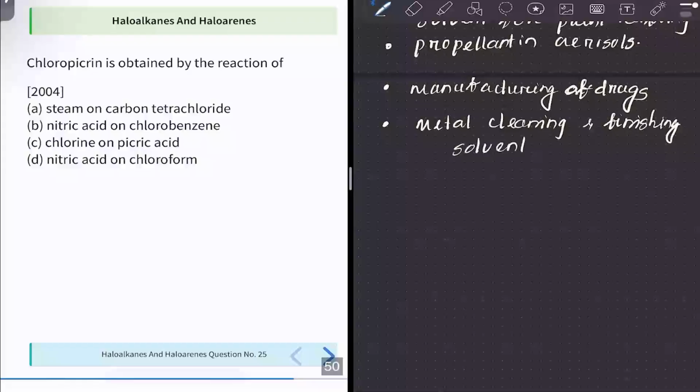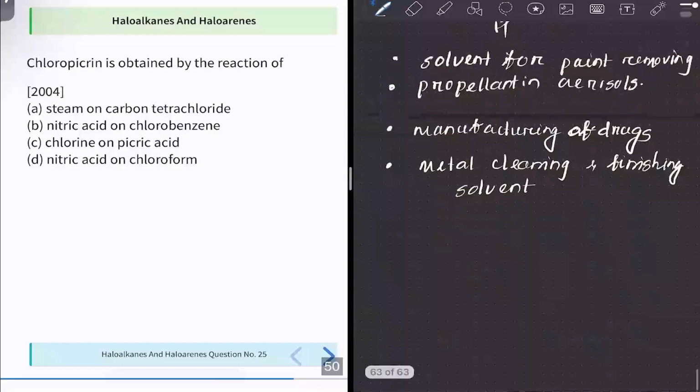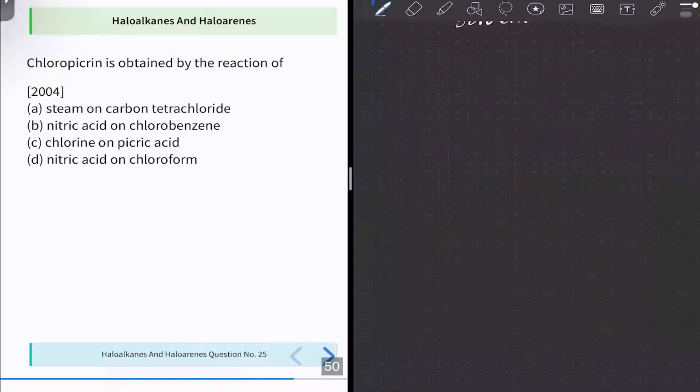Okay, so these are given in your NCERT. You have to read NCERT line by line for organic chemistry. These are the points given in your NCERT. Go through the NCERT again, and if any new information is given there, write it down in your short notes. Okay, so the second compound we'll discuss is chloroform.